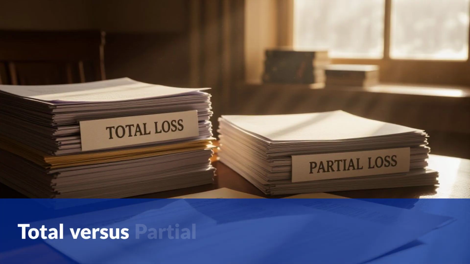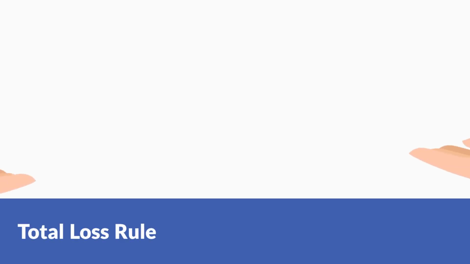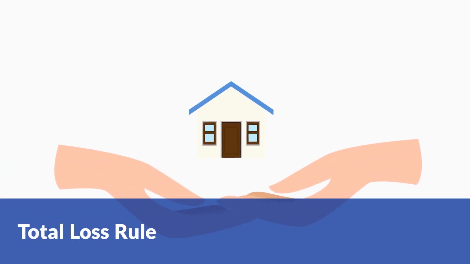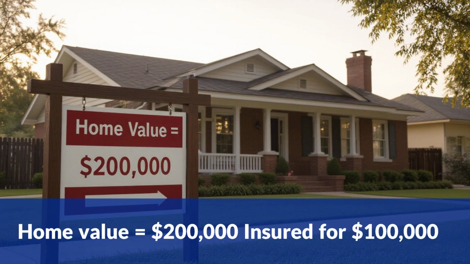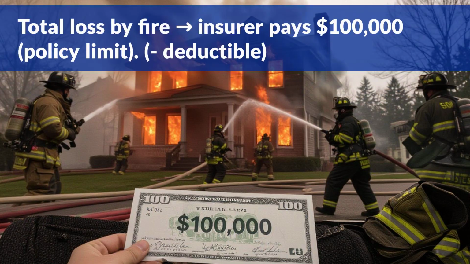Next, let's review total versus partial loss. Total loss rule says coinsurance never applies to total losses. The insurer simply pays the policy limit. In this total loss example, the home value equals $200,000 and is insured for $100,000. How much do you think the insured will receive? This one is really simple. Since the insurance policy is $100,000 and the property is a total loss, the insured will receive $100,000 minus the deductible.